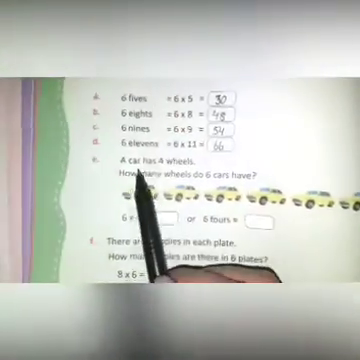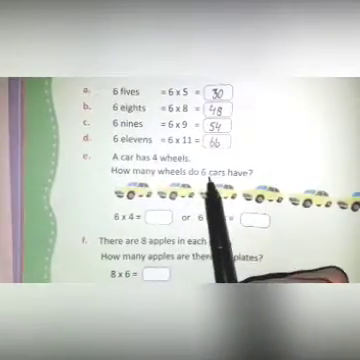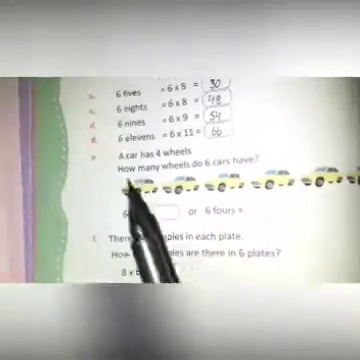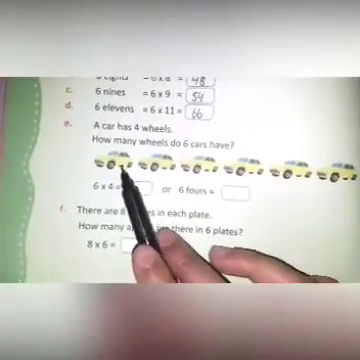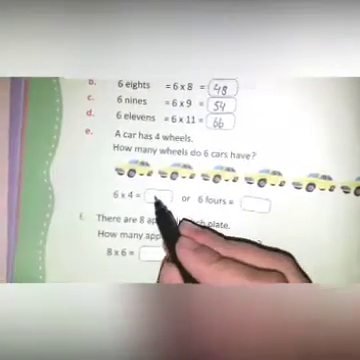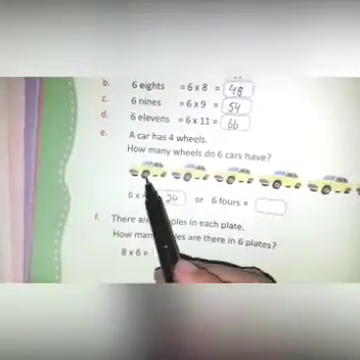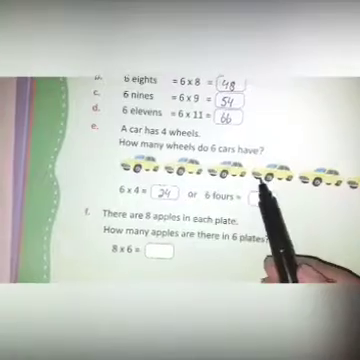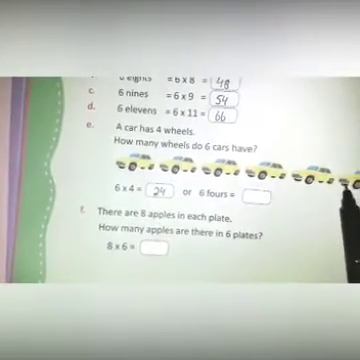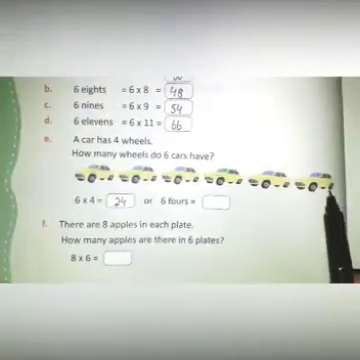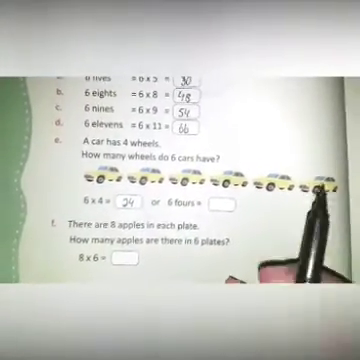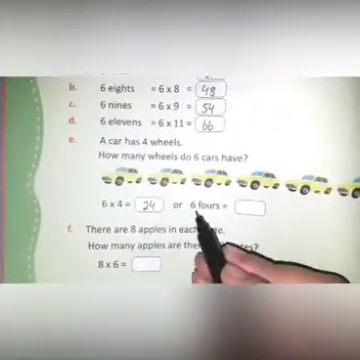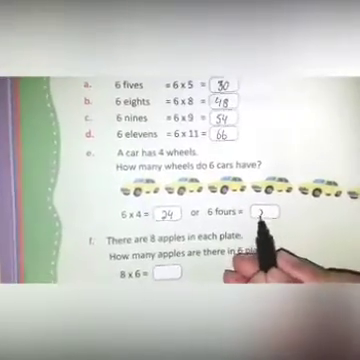Now part E, a car has 4 wheels. How many wheels do 6 cars have? You can see that every car has 4 wheels. So when you multiply 4 by 6, the answer will be 24. If you count 1, 2, 3, 4, 5, 6, 7, 8, 9, 10, 11, 12, 13, 14, 15, 16, 17, 18, 19, 20, 21, 22, 23 and 24. The total wheels of 6 cars are 24, or you can write it as 6 fours. The answer is 24.